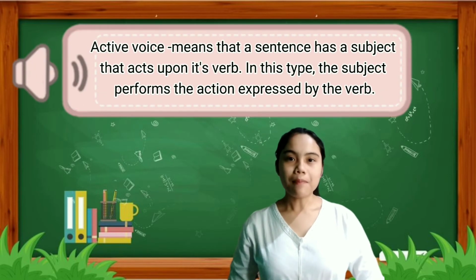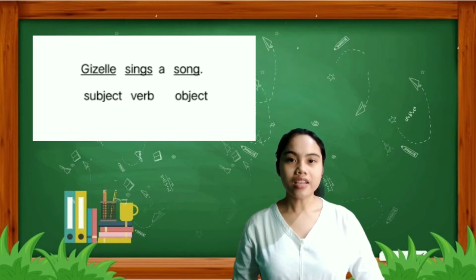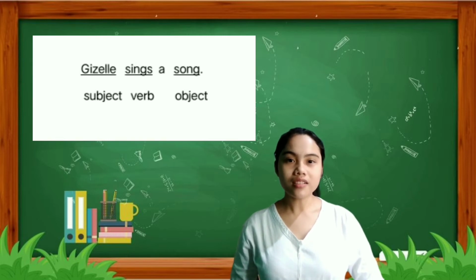Active voice means that a sentence has a subject that acts upon its verb. In this type, the subject performs the action expressed by the verb. For example, Giselle sings a song. Here, Giselle is the subject and the verb is sing, and song is the object. The action of singing is being done by subject Giselle.